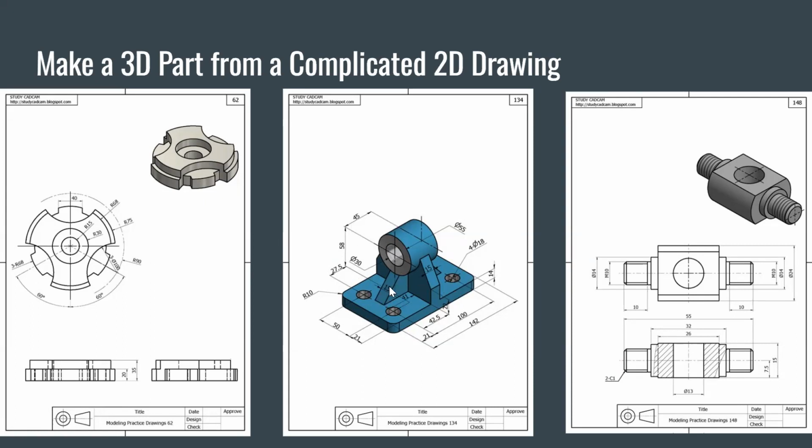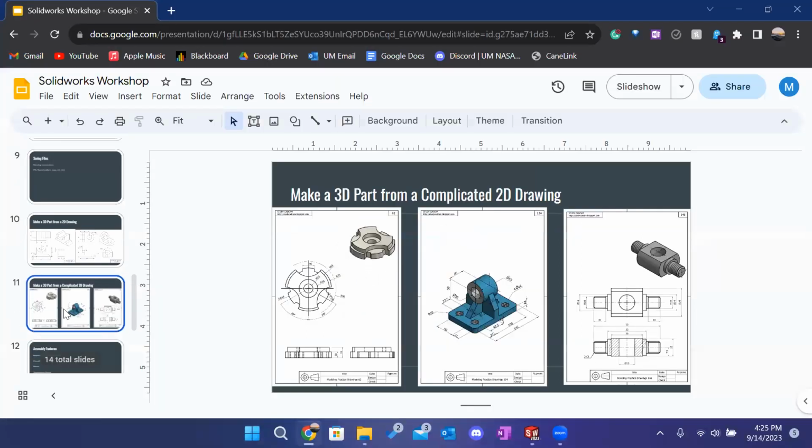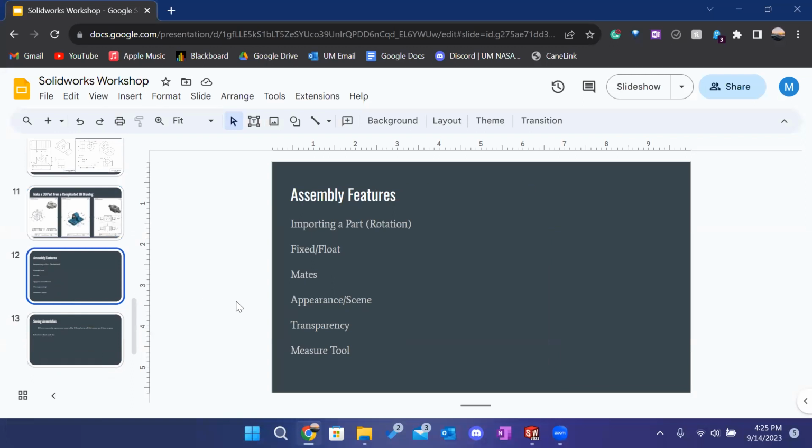Typically, you very rarely see a drawing in an isometric view like this. It's almost always going to be in a 2D view, usually multiple 2D views, like this one, 1, 2, 3. This one only has 2, because it's a slightly more simple part. But these are all things that you guys should try to make on your own for practice.